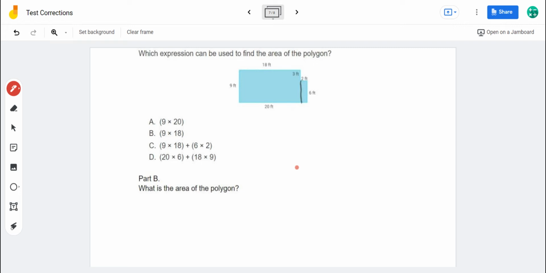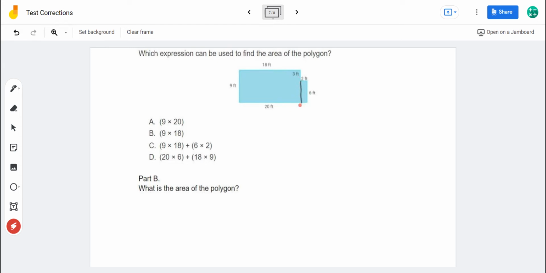Number 7 from the Unit 1 test. Which expression can be used to find the area of the polygon? Multiple choice. A, B, C, or D. Now, this was already broken down into two different rectangles for you.